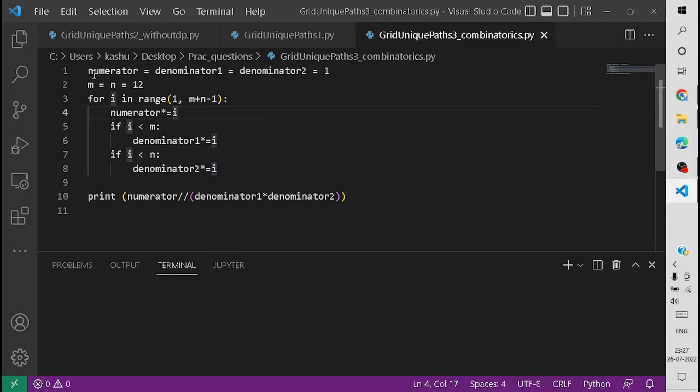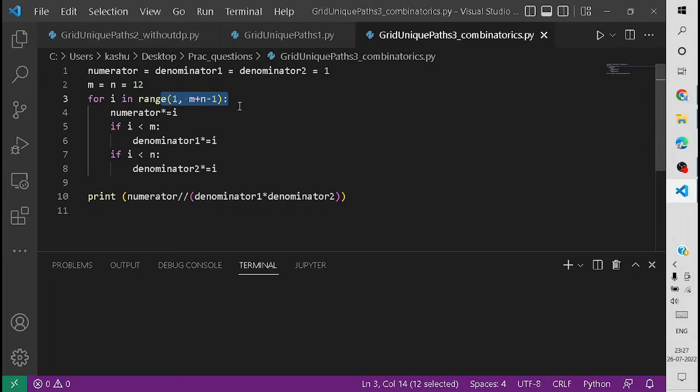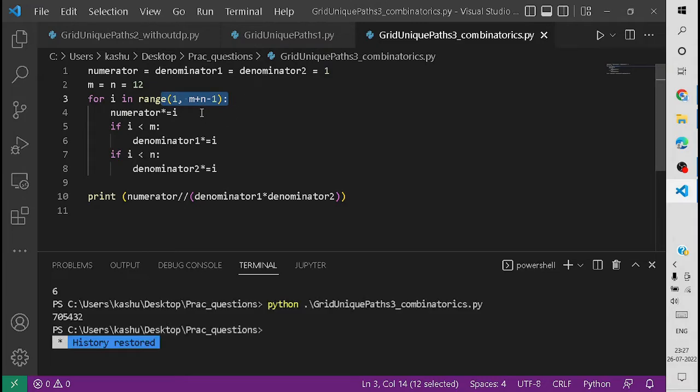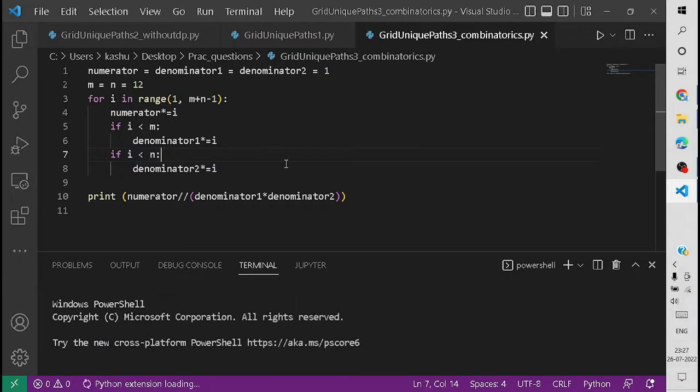Here I have initialized numerator, denominator 1 and denominator 2 as 1. And then I am calculating m plus n minus 2 factorial with this, and m minus 1 factorial with this, and n minus 1 factorial with this. And ultimately I do numerator upon denominator 1 into denominator 2. So this should give me my solution.